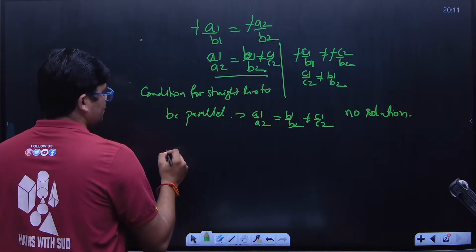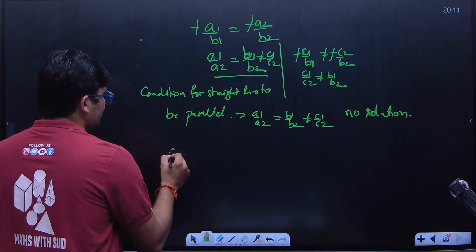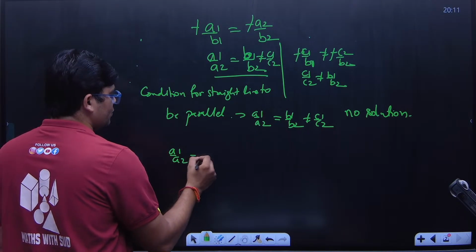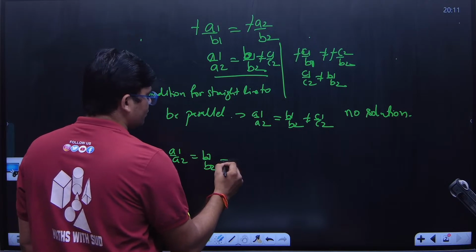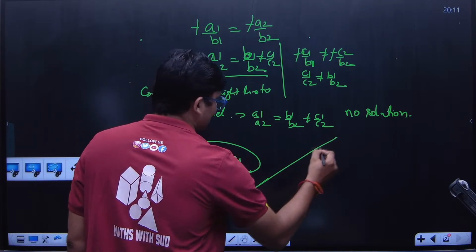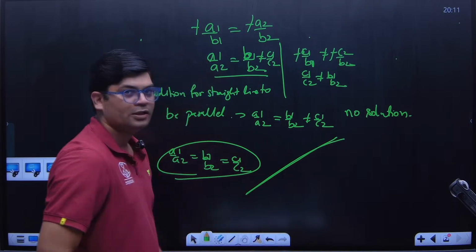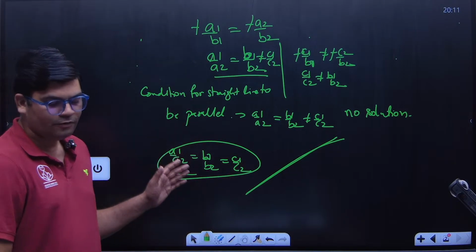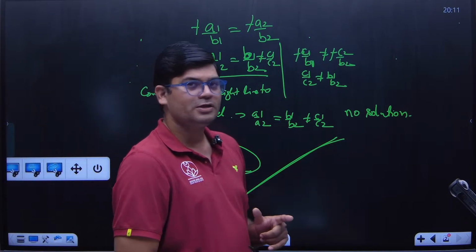Then there is the third condition. The third condition is a1 upon a2 is equal to b1 upon b2 and is equal to c1 upon c2. All things are equal. So in that case, both the lines are the same line only. They are the same lines, okay? And you will get infinitely many solutions. How many solutions?